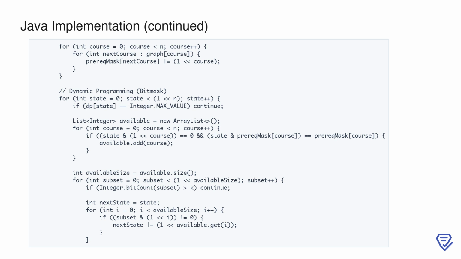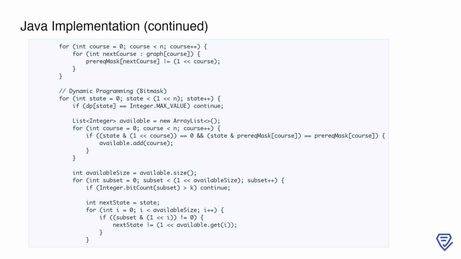Here, we iterate through all possible states, where each state represents a subset of completed courses. If the current state is not achievable, we skip it. For achievable states, we identify the list of courses that are available to take next. A course is available if it is not yet completed in the current state and all its prerequisites are satisfied in that state. These available courses are stored in a list, allowing us to efficiently generate subsets of courses to take next.